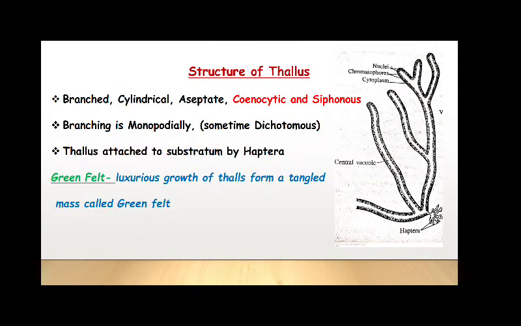First, the thallus structure. You can see it is a very unusual thallus structure compared to other algal species. It is a siphonous type. It is multinucleate, branched and cylindrical. It is aseptate and coenocytic, meaning there is no true cell wall formation between nuclei. It is filamentous also, and branched, consisting of many nuclei.